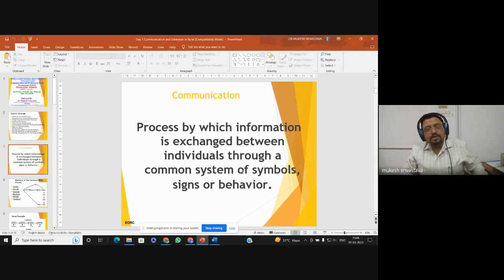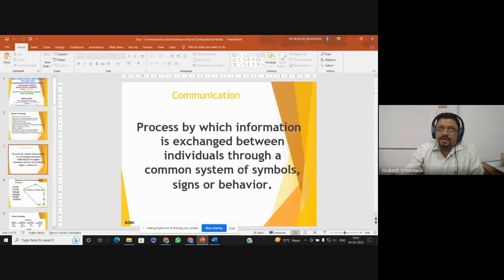Communication is the process by which information is exchanged between individuals through a common system of symbols, signs, or behavior. So communication is a process of information. That means we transfer information in terms of data. It may be a message, it may be a gesture, it may be anything. We transfer this message to any individual using different symbols, signs, and behavior. There may be common symbols, and some common signs in different cultures, in different types of societies. There are specific behaviors through which we show this information.